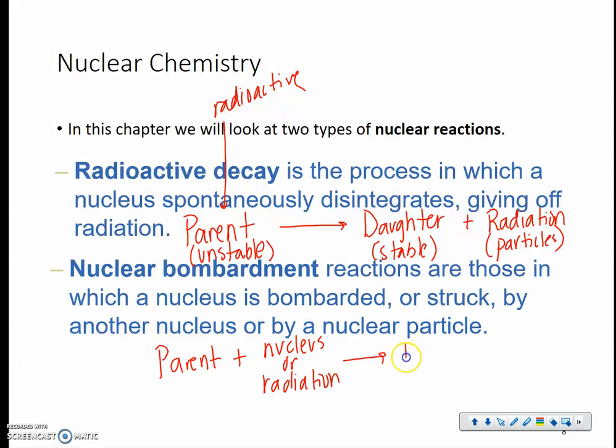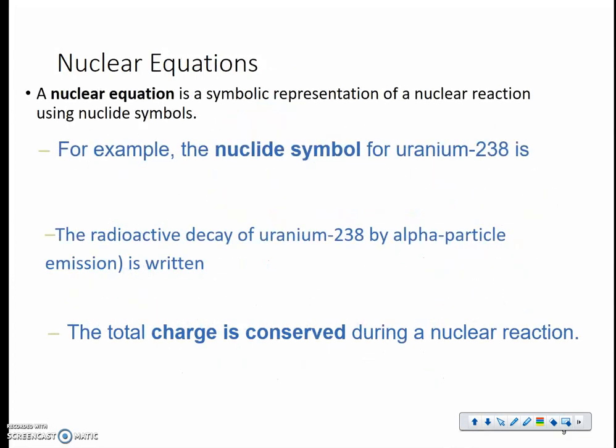And then the two things combine to form a new nucleus. Again, the daughter, hopefully something more stable. So for a nuclear equation, we do them a little differently than we do normal reactions. What we have to include is the nucleus information. So we do the isotope symbol or the nuclide symbol we talked about last semester.